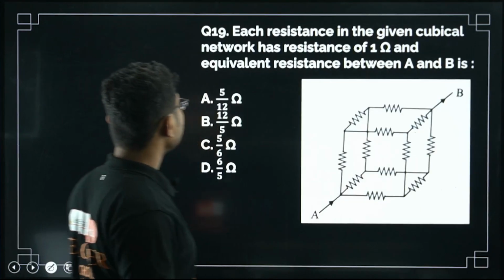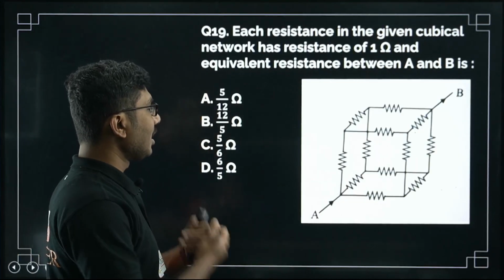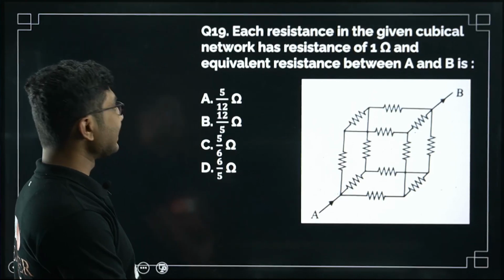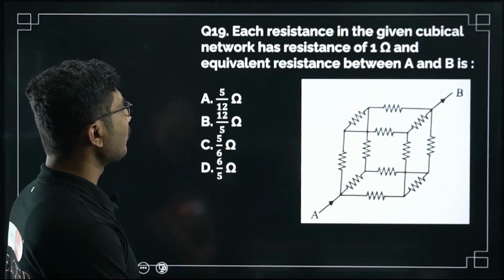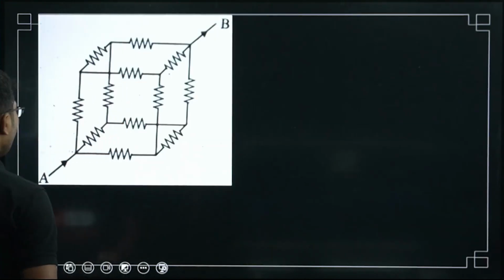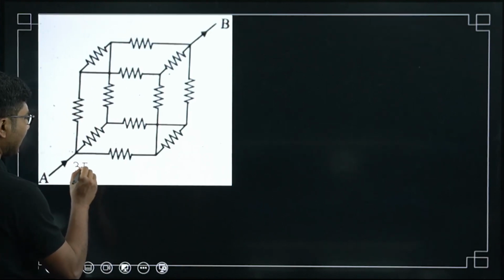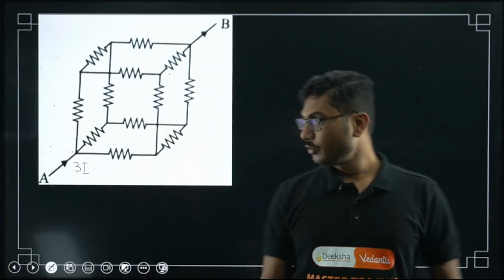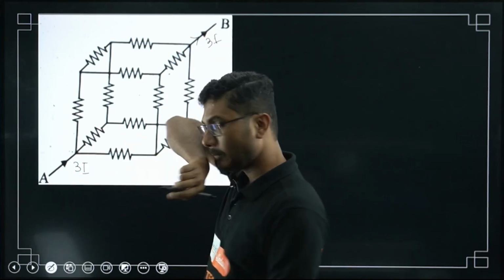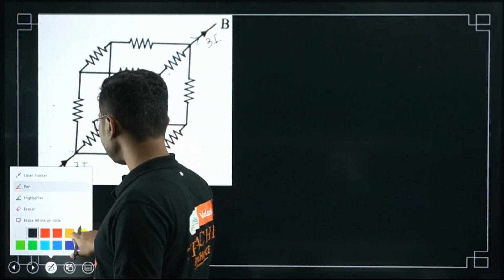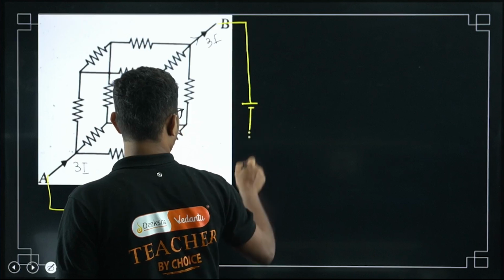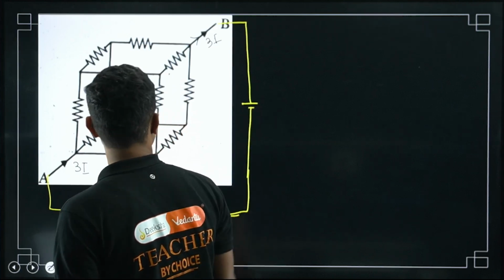Okay. Now, next question. This is a very interesting question. I solved it once before. Let us solve it once again. Each resistance in the given cubical network has a resistance of 1 ohm, and the equivalent resistance between A and B is? To solve this, first of all, we have to consider a current, say 3I, flowing in the circuit. So 3I is coming in here and 3I is leaving here. Also you have to consider that some battery is connected from outside. This you have to imagine.